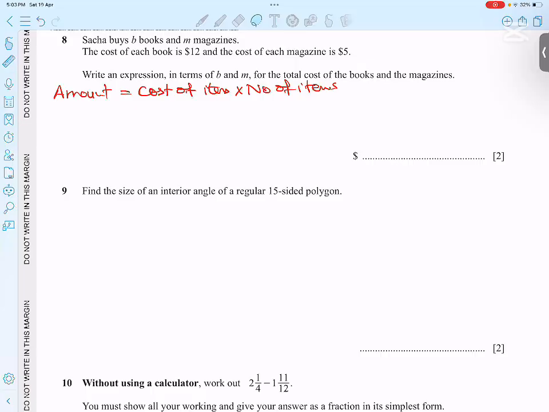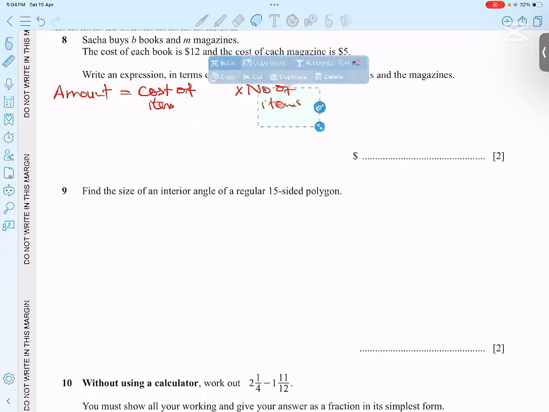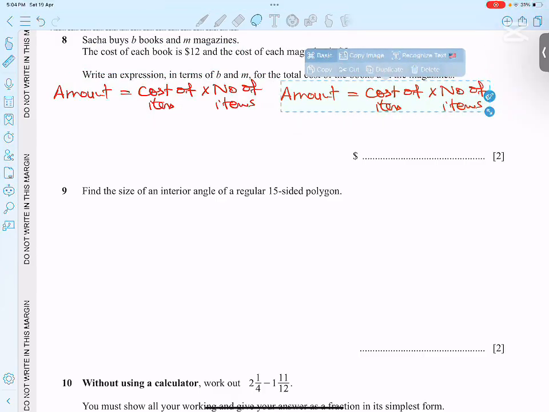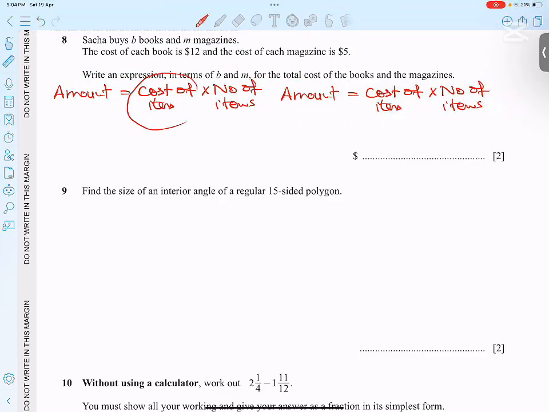I believe you're understanding. So the cost of an item is multiplied by the number of items. I'm going to use this formula twice. Let's see, number 1. The cost of item for each book is $12. Each book, so I'm writing here 12. And the number of books is B, not 1, not 2, not 3, not 4, not 5, B books. So I'm writing B here. So this is the amount spent on B books.